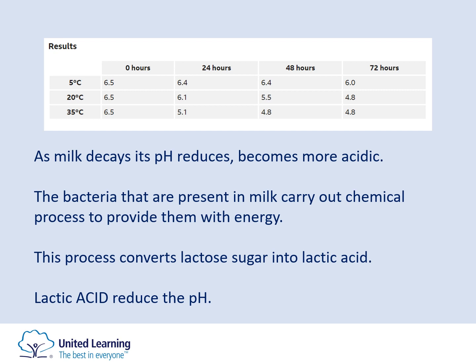Why is this happening? Well, the bacteria that are present in the milk carry out chemical reactions to provide them with energy. I'm sure we know which one these are, the respiration reactions. And this process is going to convert the sugar, the lactose, within the milk into lactic acid. Now, lactic acid, it's in the name, it is an acid, and therefore it is going to reduce the pH. So while the bacteria are respiring and using up the lactose, they are also going to be producing a byproduct of lactic acid, and that is going to reduce the pH.